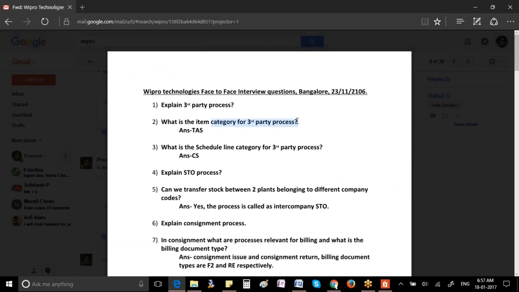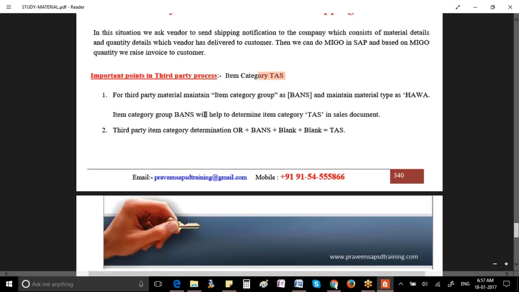This interview is for 4 years of experience, and the package he got is 7.6 lakhs. This guy got a 7.6 lakhs package with 4 years of experience. You see, what is the item category for third party? You can see it's right away in the document: important points in third-party process. So I have done the homework for you.